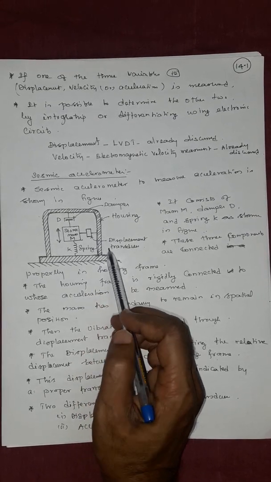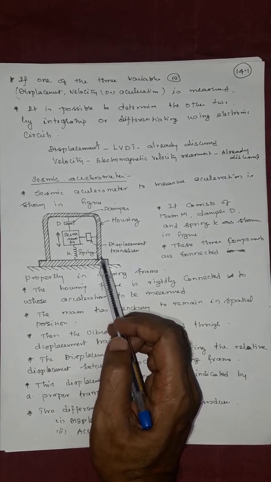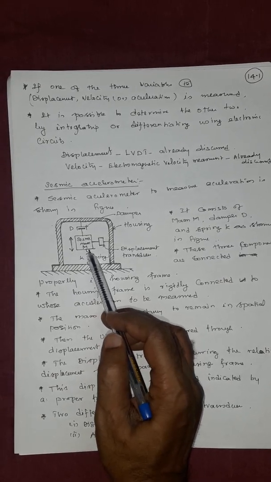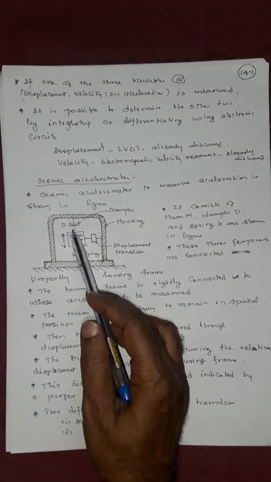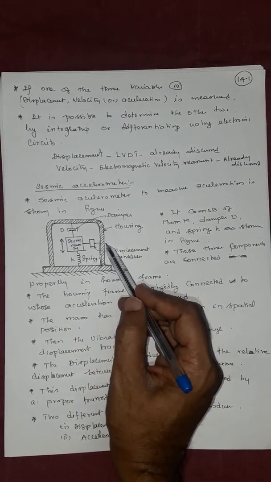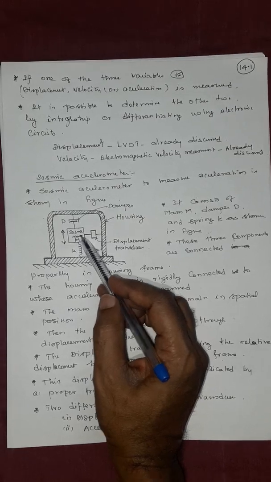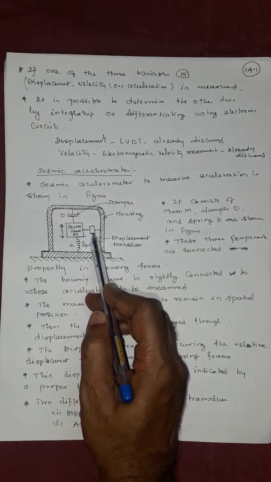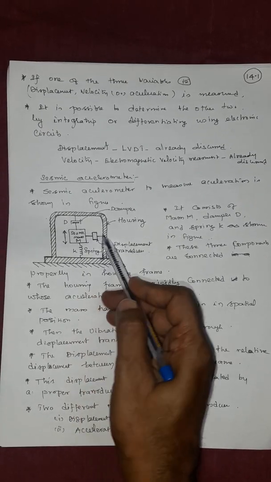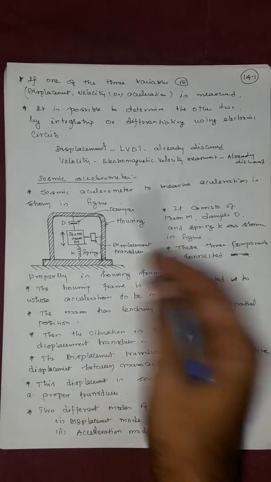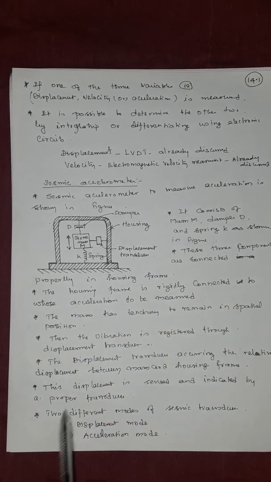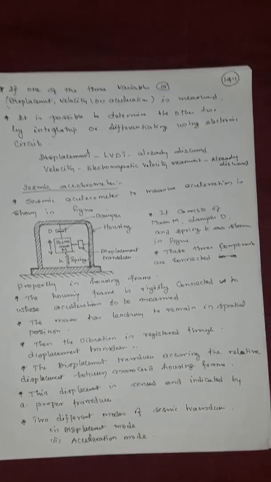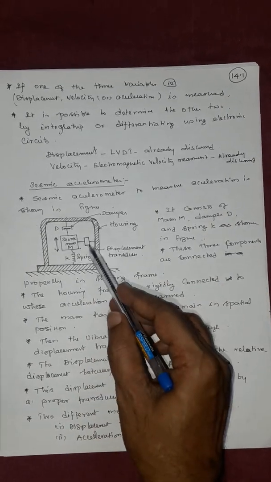So, if any vibration or acceleration happens to the frame, it acts on the mass, since the mass is not rigidly connected but is connected with a spring and damper. If any force from the frame is given to the seismic mass, it vibrates or accelerates. Therefore that will be sensed by the transducer between the mass and the frame. This displacement is sensed and indicated by a proper transducer, that is a displacement transducer.